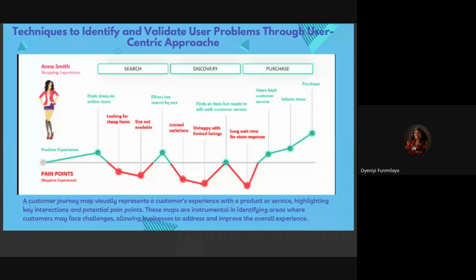Do you get? So once you are able to identify the negative things and the positive things, you will now look for how you are going to make sure that these negative things don't even happen at all. That is why I said it allows business to address the problem on time and improve the overall experience of a user. Are we following?